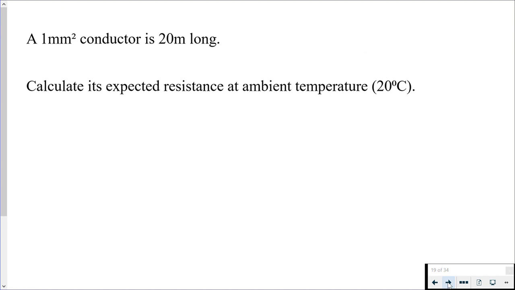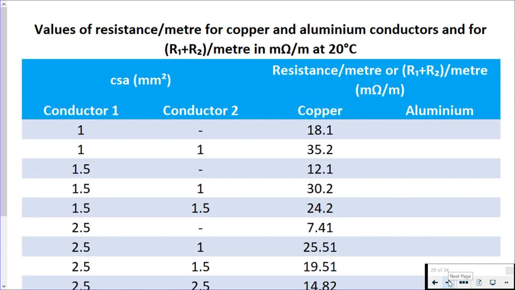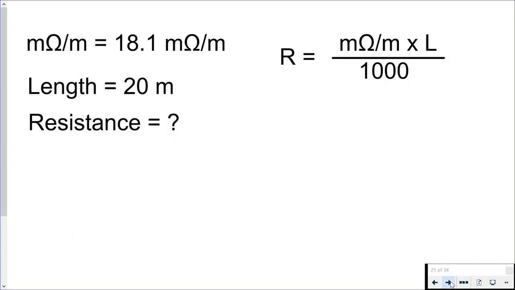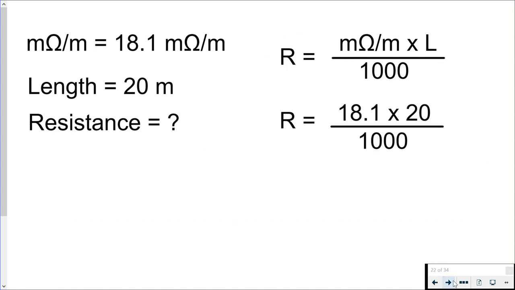So now we have a 1 millimeter squared conductor. It's 20 meters in length. We're going to calculate its expected resistance at ambient temperature again. So we're back into the table. We have a 1 millimeter squared conductor. Its milliohm per meter value is 18.1 milliohms per meter. So we take that number, write it into our list, identify our length, and plug this into our calculation. So 18.1 times 20 divided by 1000. That gives us our expected resistance of 0.362 ohms.